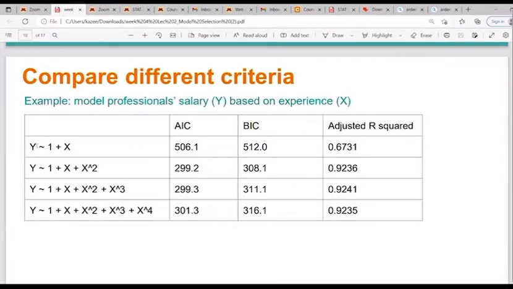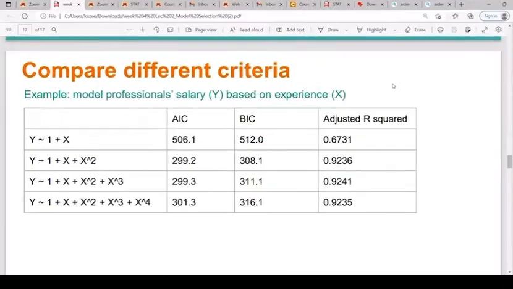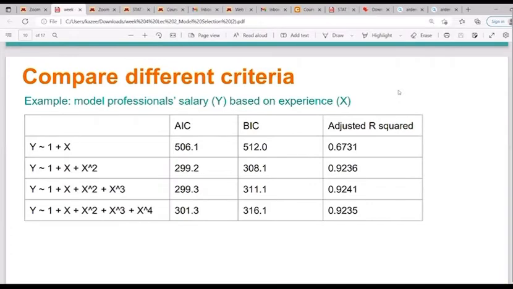If you look at the first model here, the number of regressors is 2. And if you look at the next model, we got 3 regressors. Here we got 4 regressors. Here we got 5 regressors. And don't forget what we are trying to fit. We're trying to investigate the effect of years of experience for professional workers on their salary. And we got 4 competing models.